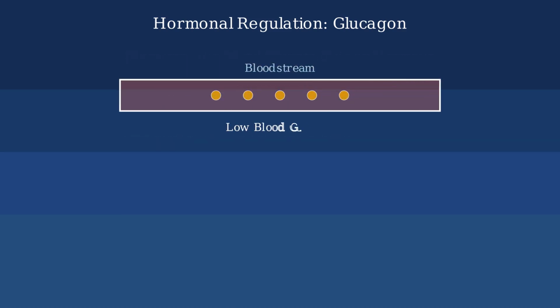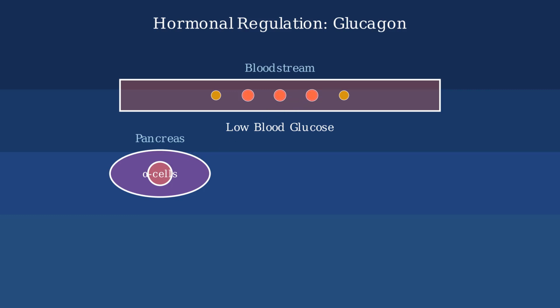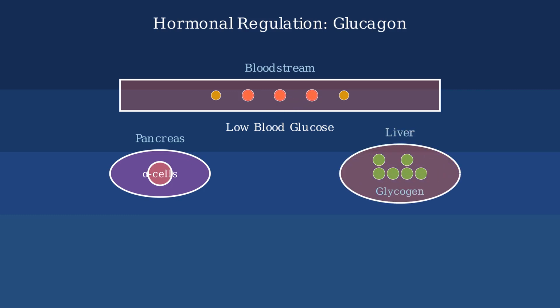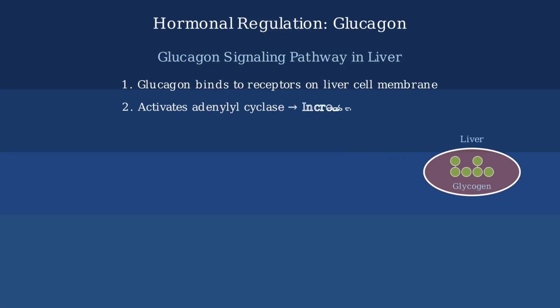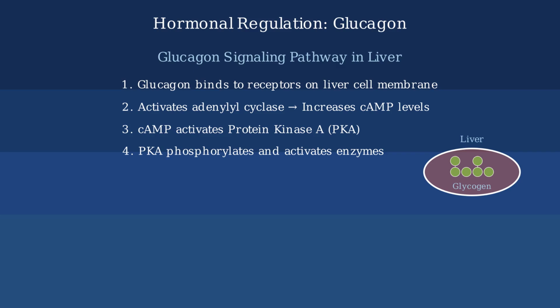When blood glucose levels fall too low, such as during fasting or between meals, alpha cells in the pancreas detect this drop and respond by secreting glucagon. Glucagon enters the bloodstream and travels to the liver, its primary target organ. Once glucagon reaches the liver, it triggers a signaling cascade that affects glycogen metabolism.